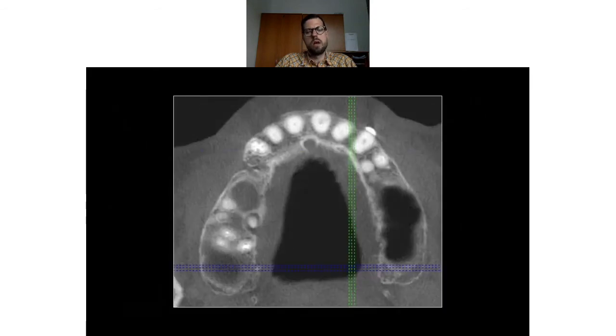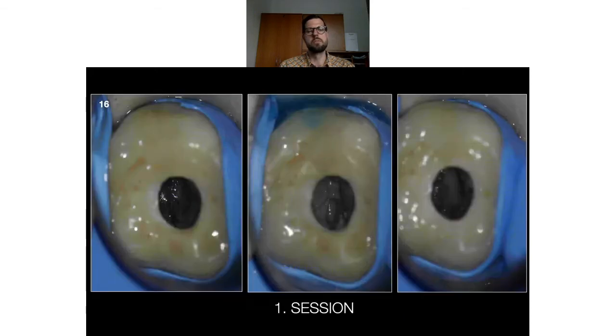And as we see on the axial slice here, we see the loss of the cortical bone, and we see that even as the pus discharge was from the area of the second maxillary molar, the reason was the first one. So as I open the tooth through the crown, we see the pus coming out of the tooth.